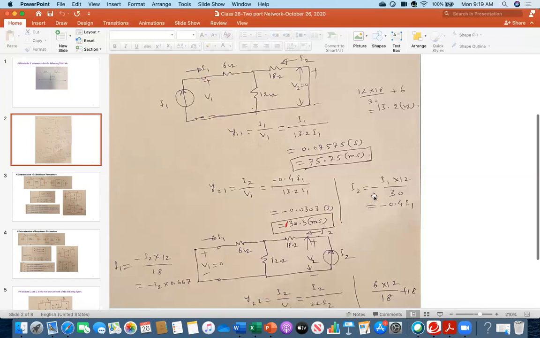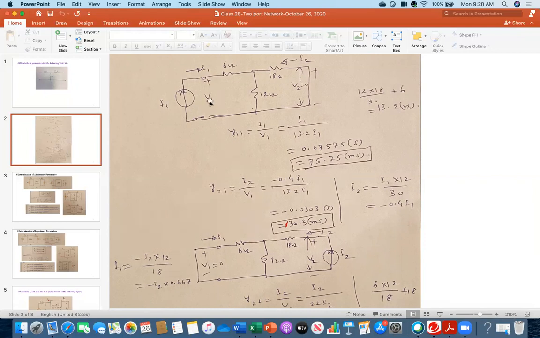So everybody see, here I am doing that one, this I2. First I put a minus sign because of that opposite direction. And then look at the current divider rule: I1 is my total current, and I am finding the current through 18, so I have to multiply by 12. I1 multiplied by 12 divided by 12 plus 18, which is 30. So I got minus 12 over 30, which is minus 0.4 I1. So in that equation, Y21 is I2 over V1, I put this I2 value in the numerator.